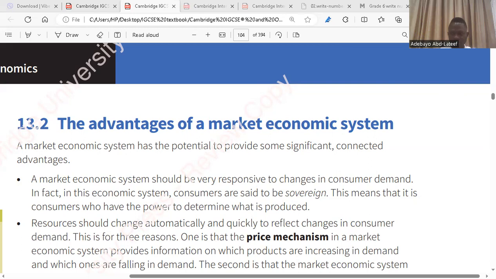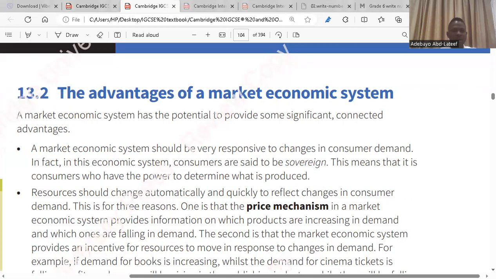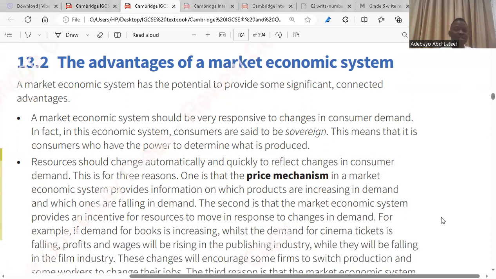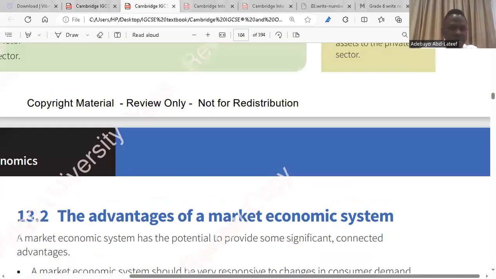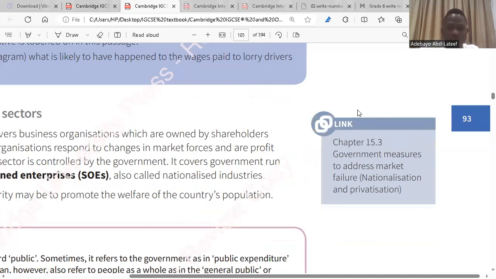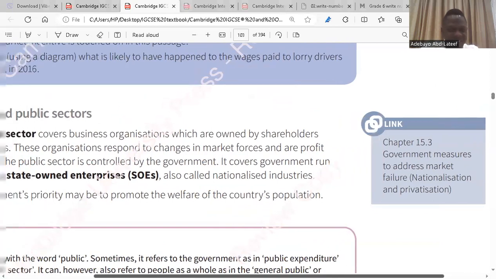The second point. Resources should change automatically and quickly to reflect changes in consumer demand. This is for three reasons. Before we go into that, the second advantage is that. Oh, we didn't talk about the private and public sector properly. Really? Yes. Let me go back.